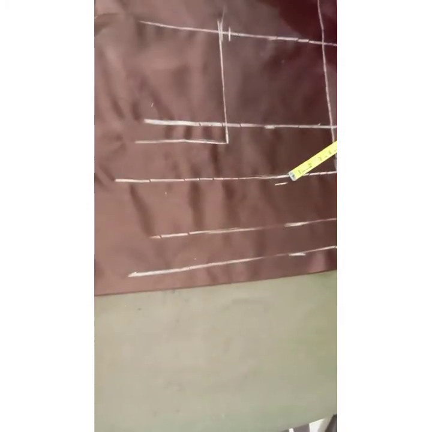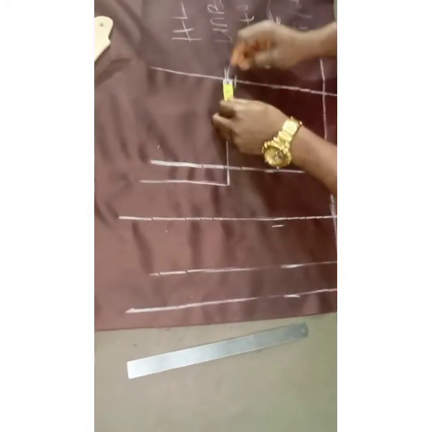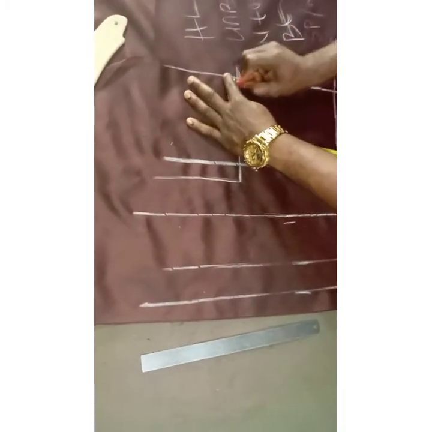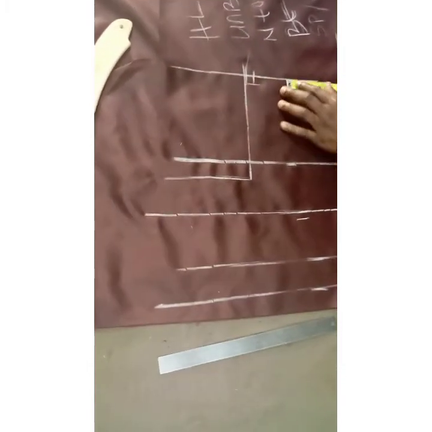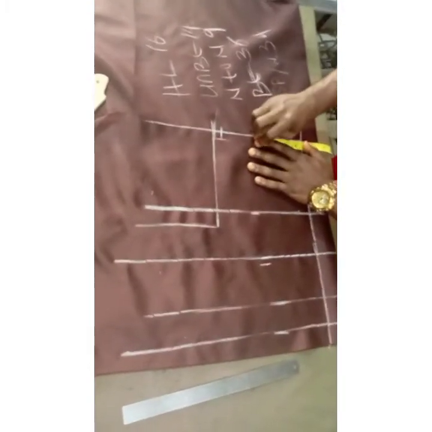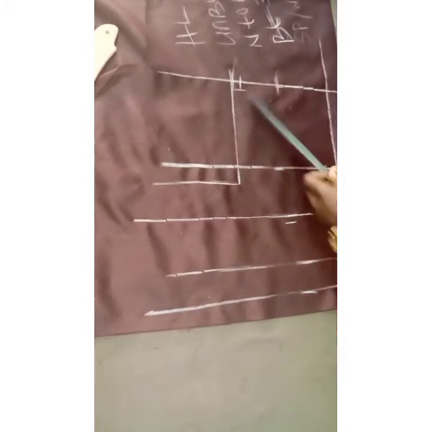Then the next thing, I'll come down here by what? By half inch. Then I'll connect it to the neck point. Then the neck depth now is 4.5 by 7.5. This is my neck depth.